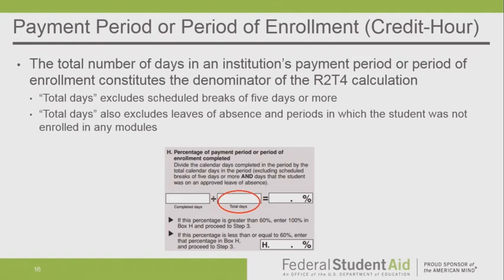So the total number of days in an institution's payment period or period of enrollment constitutes the denominator of the R2T4 calculation. And we sometimes refer to this as, quote-unquote, the basis for your R2T4 calculation, because this is really going to determine both the amounts of aid that you include in the calculation, and it's going to determine how many days the student completed of the total. So when you're looking at how many days you include in this denominator, the total days excludes scheduled breaks of 5 days or more. Total days also excludes leaves of absence and periods in which the student was not enrolled in any modules.